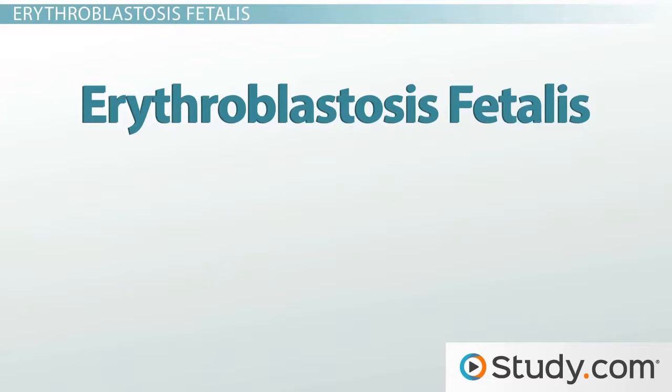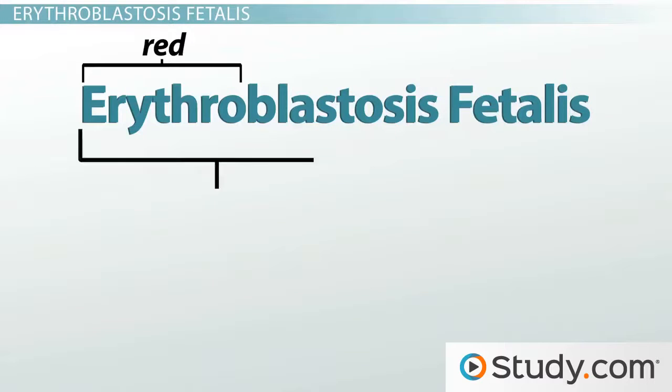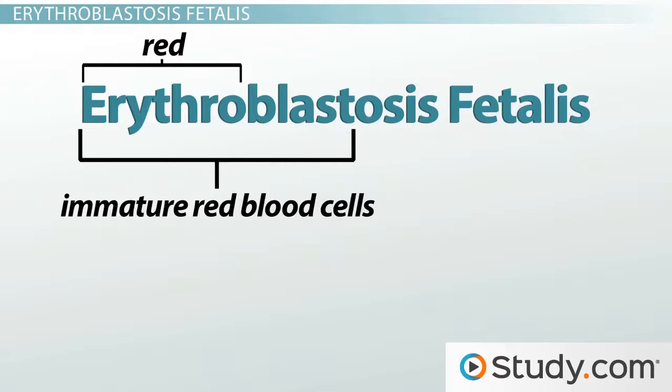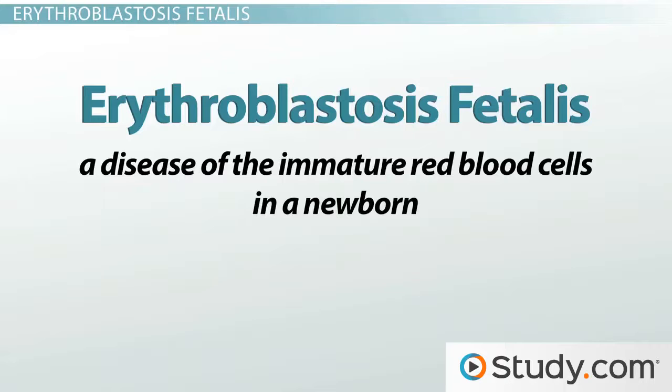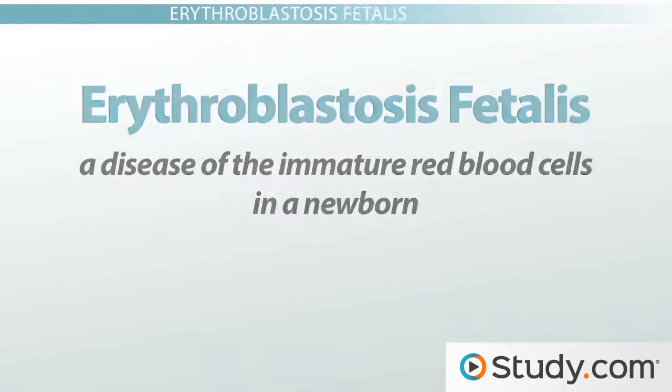To help recall this term, you can remember that erythro means red, and erythroblasts are immature red blood cells. Combine that with the suffix osis, which refers to disease, and the term fetalis, which refers to fetus or newborn, and we get the term erythroblastosis fetalis, which literally means a disease of the immature red blood cells in a newborn.